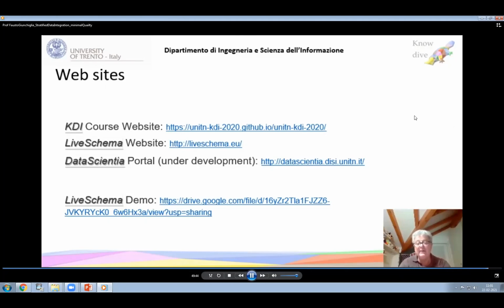And two more things. Number one, if you want to see how Live Schema works, you can look at the demo. Otherwise, you can just go yourself to the website and navigate. For the KDI course, you have the link. If you want to go there and look at the material, maybe use it. And then if you go to Data Science, you'll see our long-term goal.